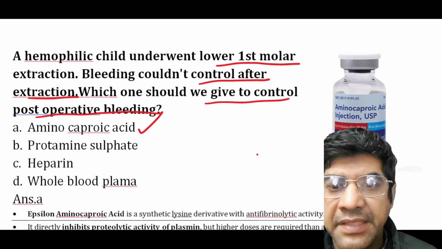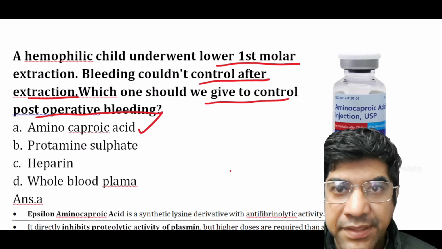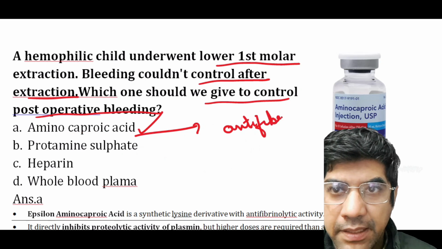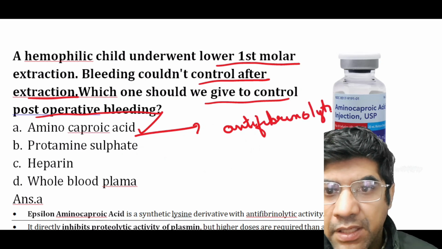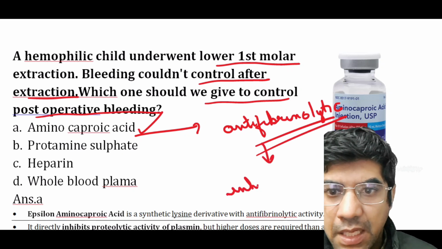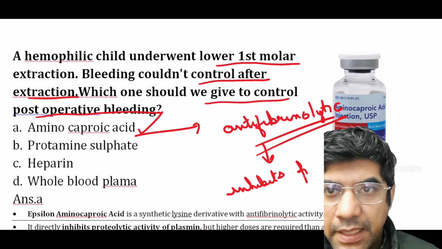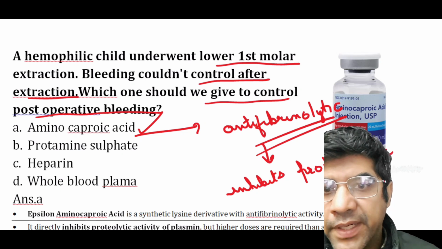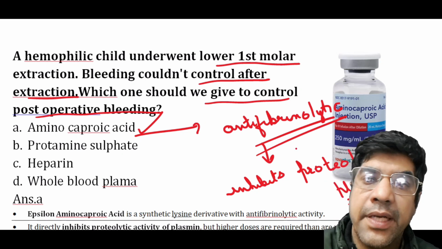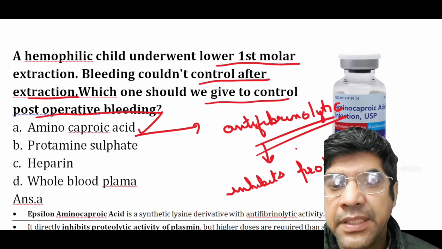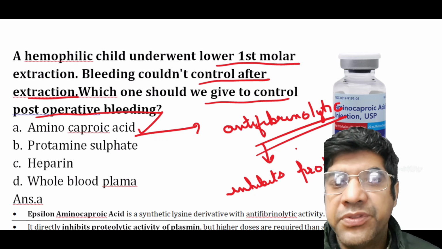It is a synthetic lysine derivative, and it has antifibrinolytic activity. So it will directly inhibit the proteolytic activity of the plasmin. So what is its use? It is used in the treatment of hemorrhage and prophylactically against hemorrhage, including post-surgical hemorrhage.